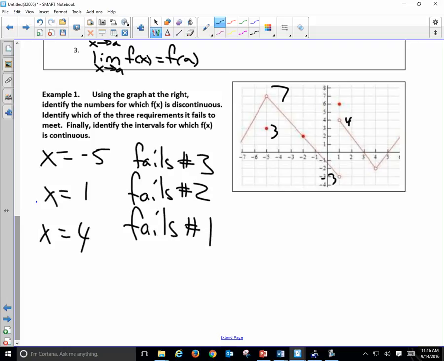Now, obviously, you could say it fails number 3 for all of them, but that won't cut it, folks. You got to state it in the order in which they fail. Okay, so start with 1, then 2, then 3. Can you do that on the test? Awesome. Then you're ready to get an A.